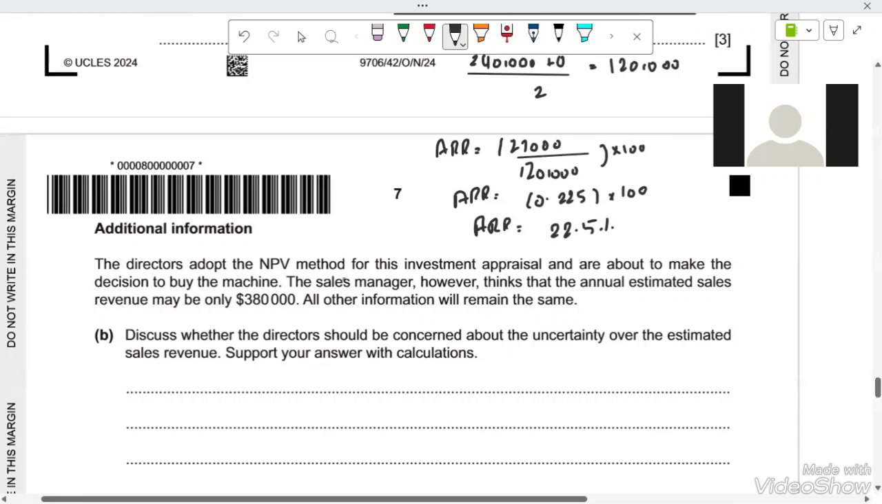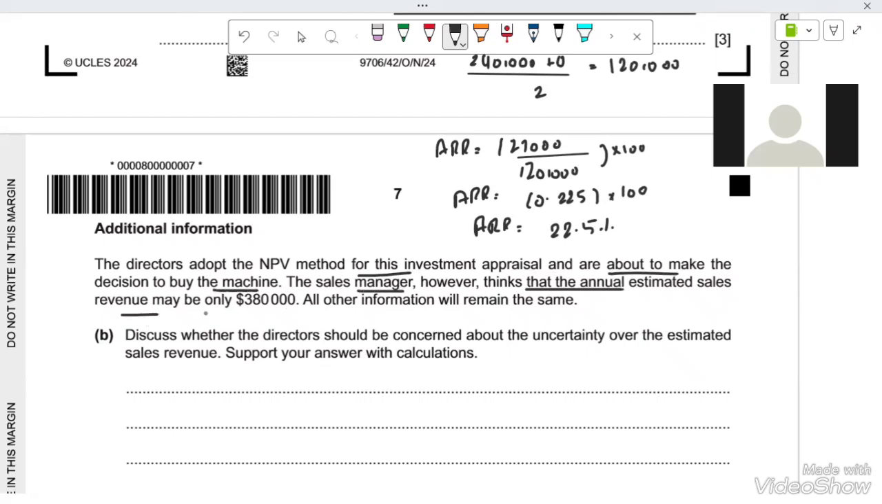So basically, the director adopts the NPV method for this investment appraisal and is about to make the decision to buy the machine. The sales manager, however, thinks that the annual estimated sales revenue may be only $380,000. All other information will remain the same. Discuss whether the director should be concerned about the uncertainty over estimated sales revenue. Support your answer with the calculations.